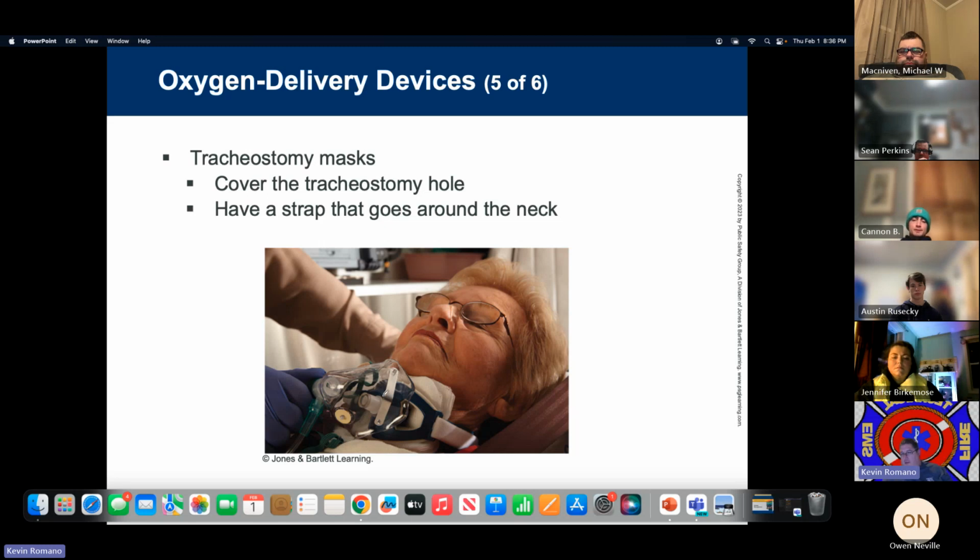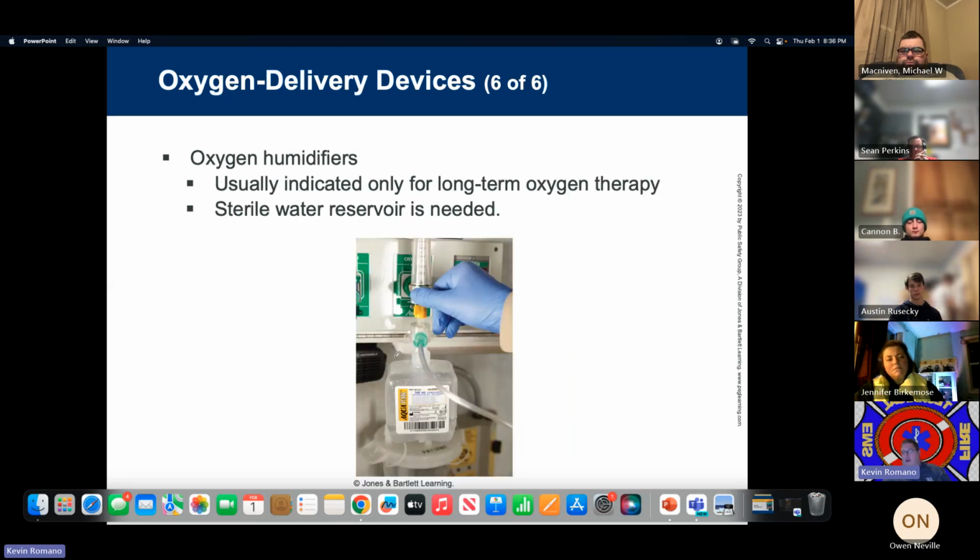This one here looks like a non-rebreather. I don't know why they didn't actually put a trach mask on there. This is where the nose pinches off. So they didn't do a good job showing that, they didn't put the right picture on this thing. But you can utilize a non-rebreather to improvise if you don't have one.